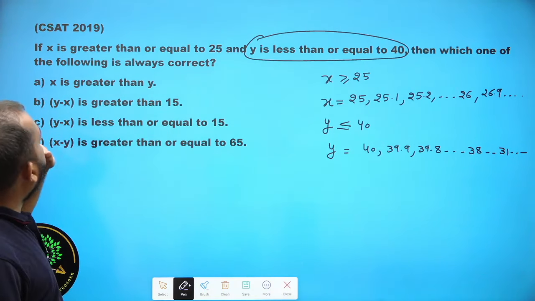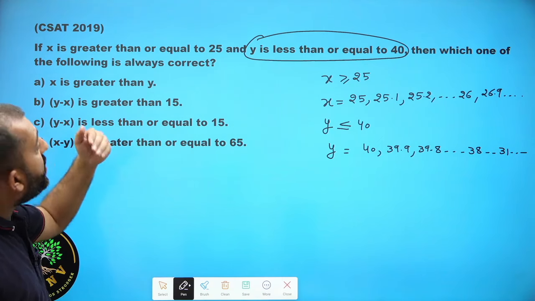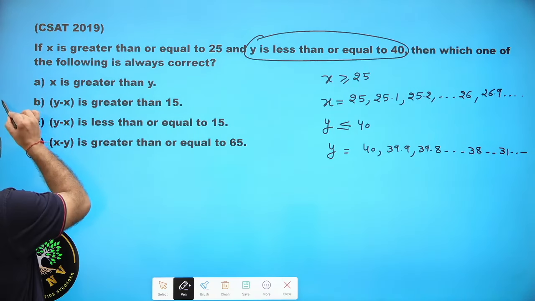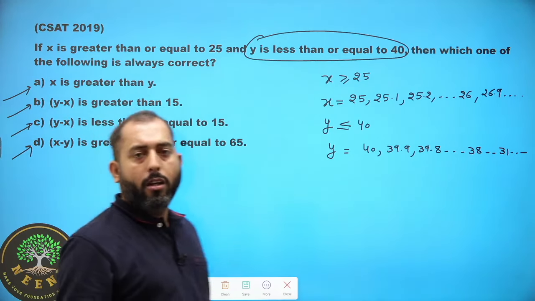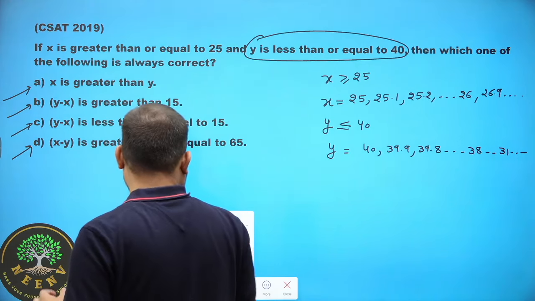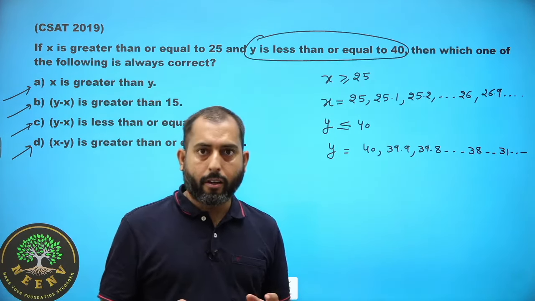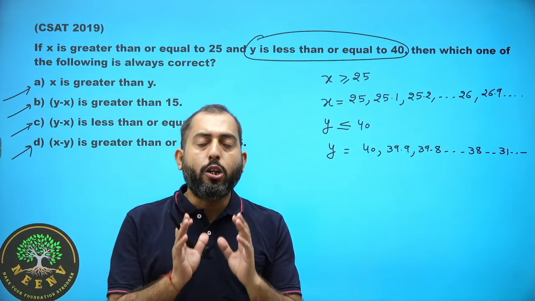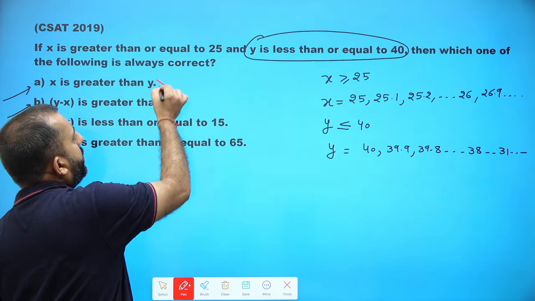Okay, what else do we have here? x is greater than or equal to 25. Then which one of the following statements is correct? So out of these four options, which one is correct, we have to look out for. Now, see, x is greater than y. It is not true for all cases.